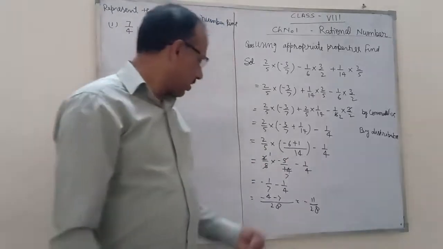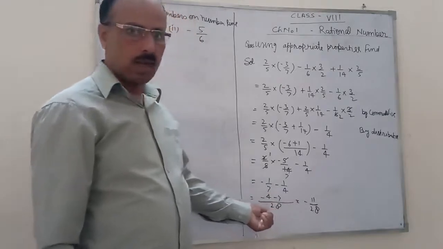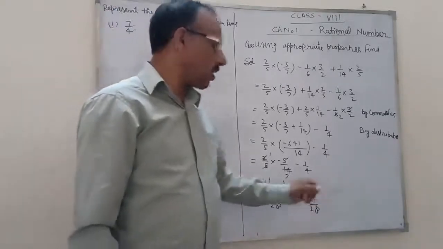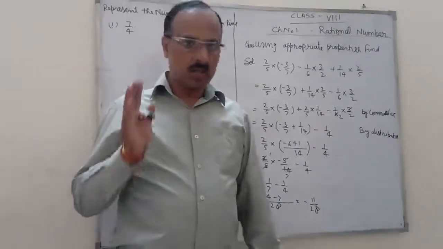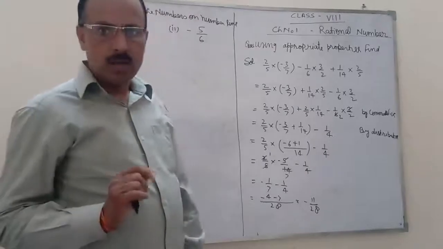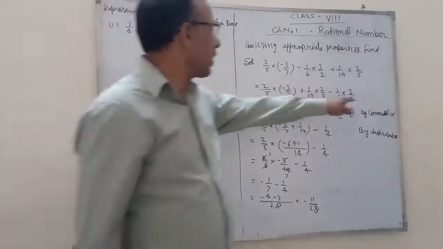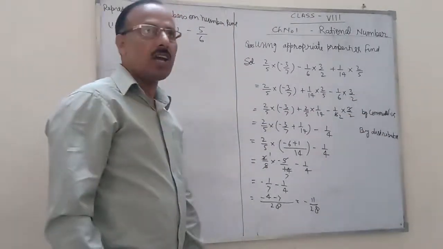So, taking the LCM of 7 and 4, which is 28, there will be minus 4 minus 7. It is minus 11 upon 28. In this type of problem, we also use properties compulsorily.